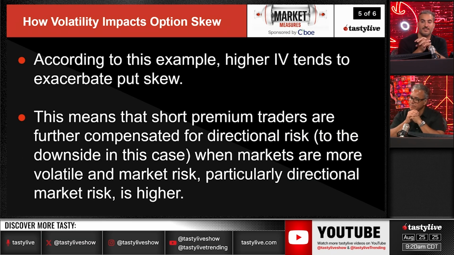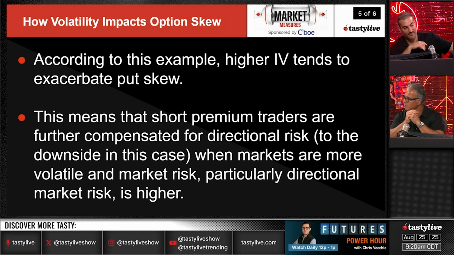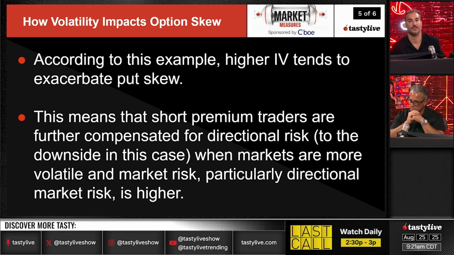So according to this example, higher IV tends to exacerbate put skew. So obviously when you have higher volatility, you're going to see the value of the puts be further down on the curve. This means that short premium traders are further compensated for directional risk to the downside when markets are more volatile and have more perceived risk, particularly when directional market risk is higher.